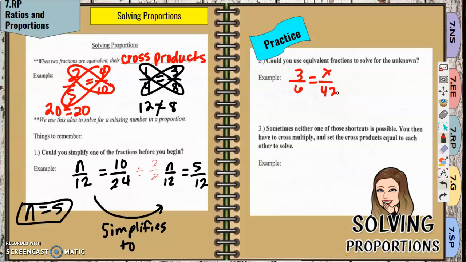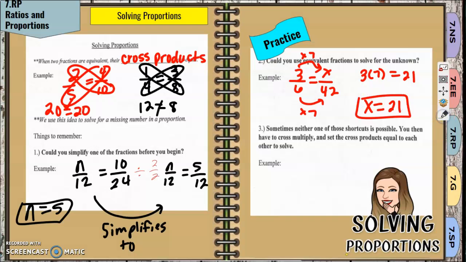So if I can multiply 6 times 7 to get to 42, then 3 times 7 is 21. So 3 times 7 equals 21. That means that my numerator for this proportion is 21.